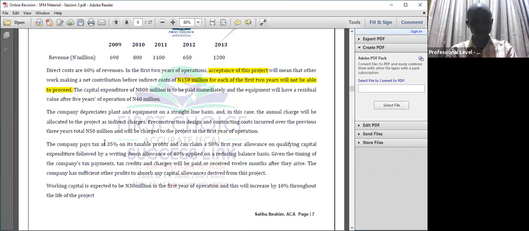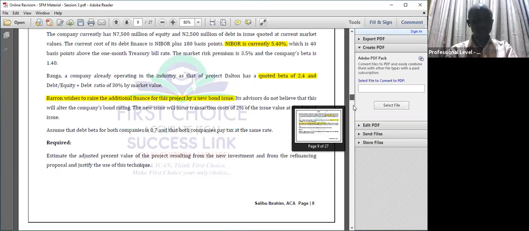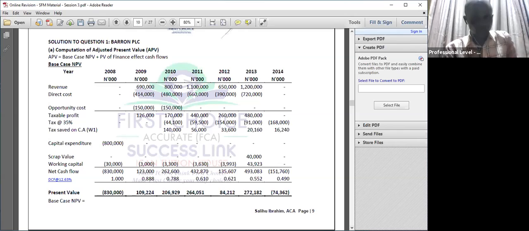The company pays tax at 35% on net taxable profit and can claim a 50% first year allowance on qualified capital expenditure, followed by a written down allowance of 40% applied on a reducing balance basis. So our capital allowance is on plant and machinery, 50% in the first year, 40% in subsequent years on a reducing balance basis. So I need to go and compute my capital allowance, then I do my tax saved on capital allowance. That is my work note 1. I want to believe I include it here.